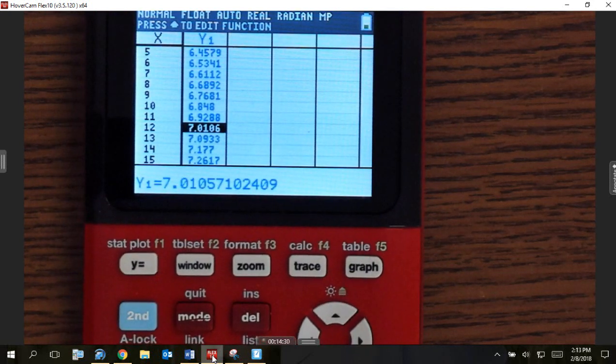So I typed it in, then I went to my table, and what do you think the answer is? 12 years? Were you thinking 11? So you're looking on the Y1 for when it's 7. It's like 6.9 at 11 and 7.01, so it's probably a little closer to 12. 12 years.